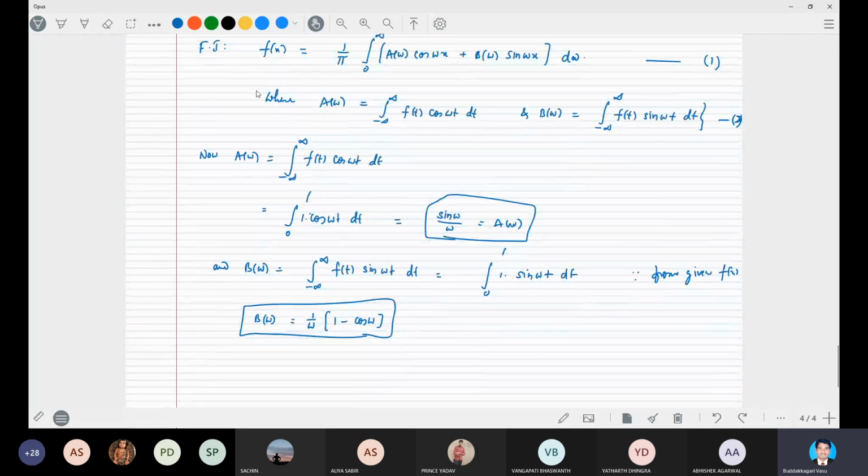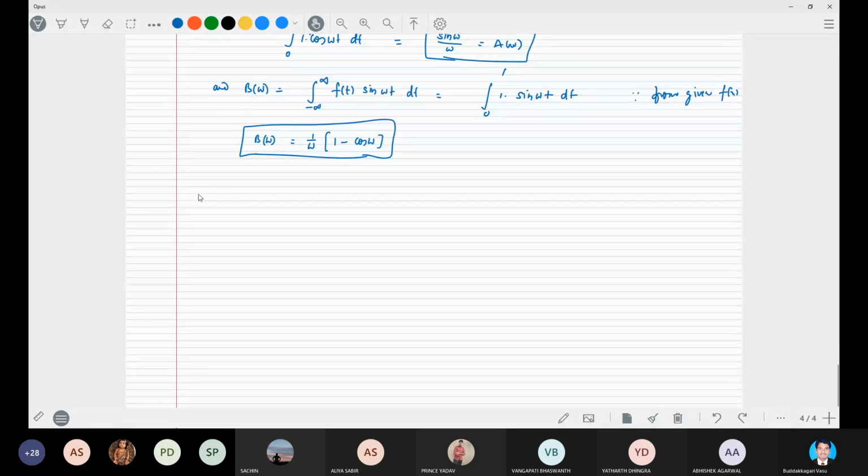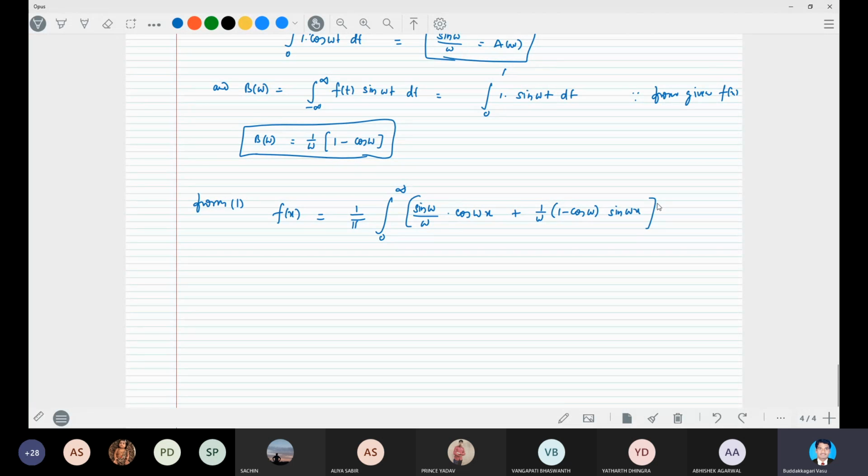Now from the Fourier integral representation, from equation 1, substituting a(omega) and b(omega), the given f(x) is equal to 1 by pi integral 0 to infinity of a(omega), which is sin omega by omega, into cos omega x plus b(omega), which is 1 by omega into 1 minus cos omega, into sin omega x, into d omega.